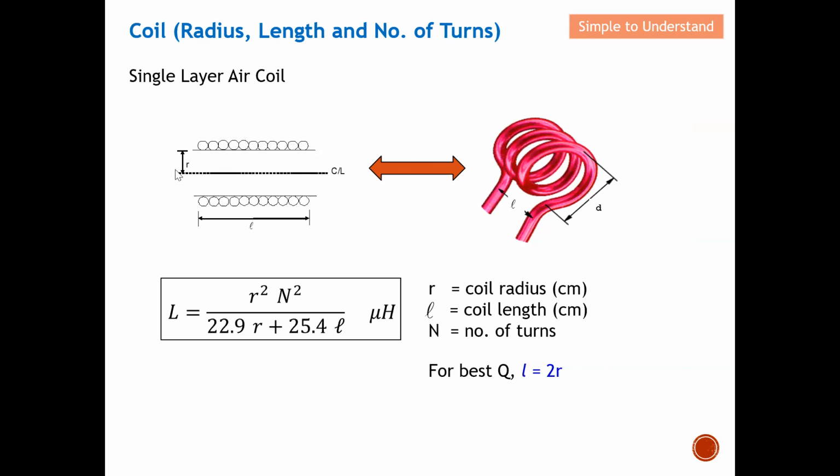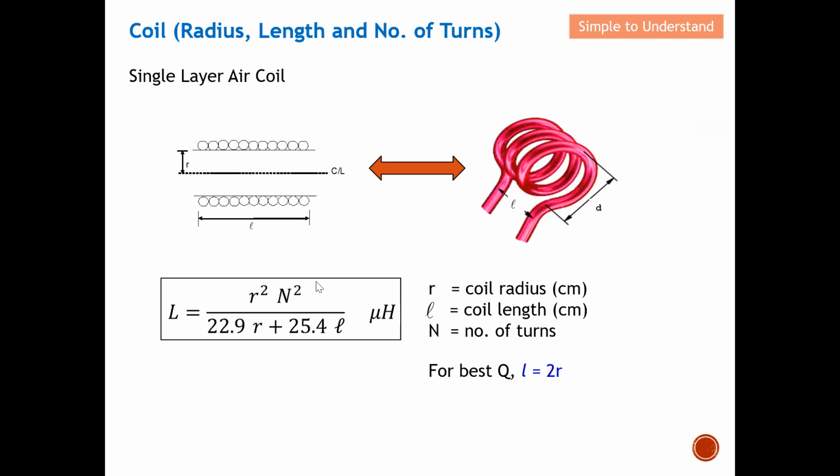If we have this cross-section view, imagine we cut open here. So this will be the radius. From here, the diameter divided by 2 will become the radius. The length is from here to here. All these indicate the number of turns, the N value here.